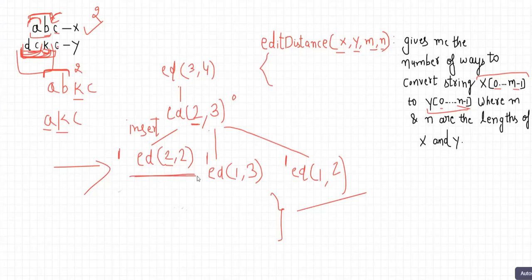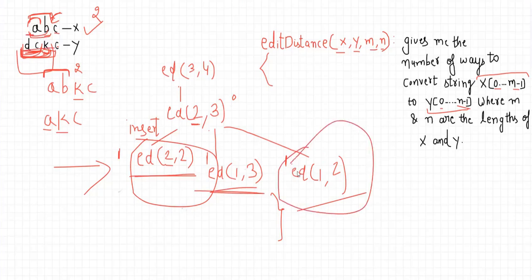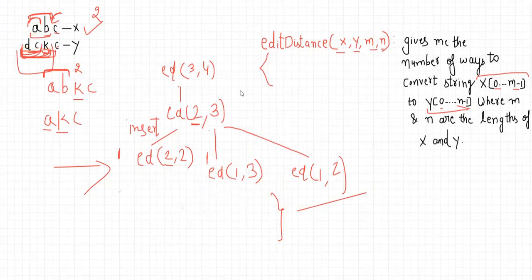Now this will return some answer because I have AB to match with DC. This will return some other answer because I have A to match with DCK, and this function will return some answer where I have A to match with DC. Now whatever function call is giving me the minimum answer, that will be the final answer which this function will return to the calling function. So this gives us some idea how the body of the edit distance function will look like.